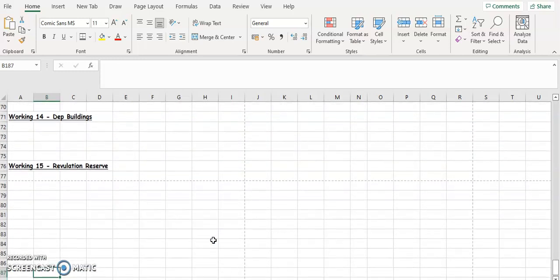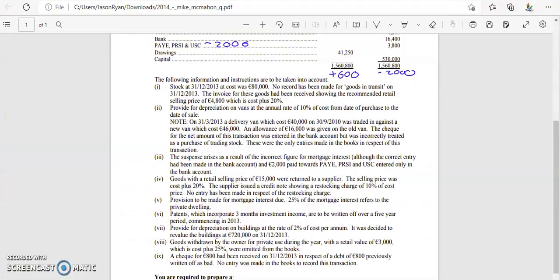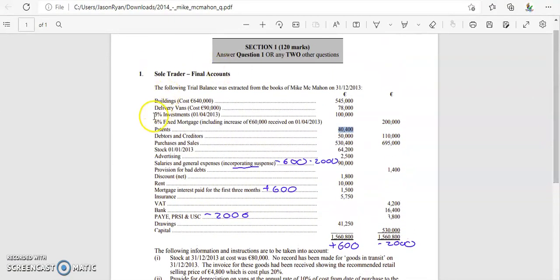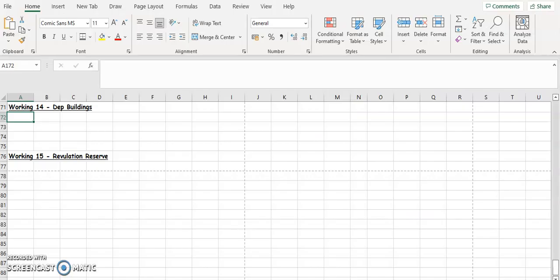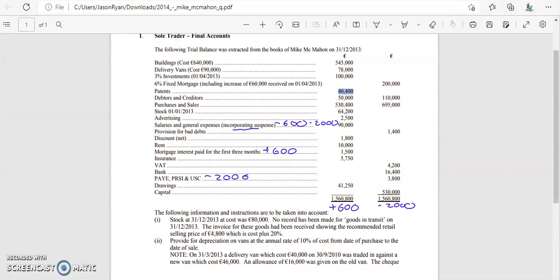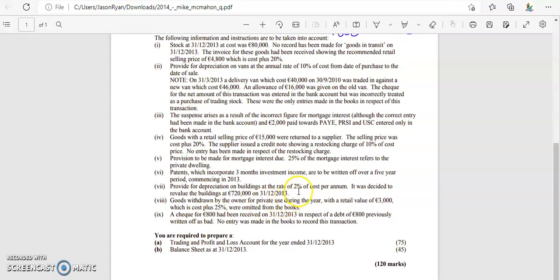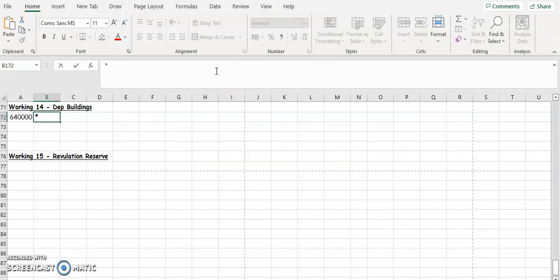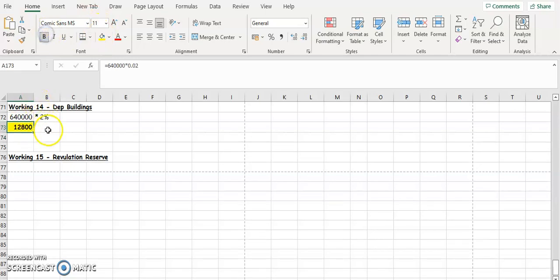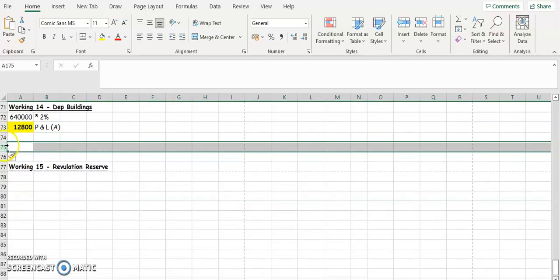So the first work you're going to do is the depreciation of buildings. So we're going to have a look and see how much our buildings are at cost. A building costs us 640,000. So it's going to be 640,000, and we're multiplying that then by the rate of depreciation, which is from the question itself. So the rate of depreciation is 2%. So we can multiply that then by 2%. And that's going to give us our depreciation for this year that goes in the profit and loss account. So 12,800, that's the figure that goes into your profit and loss account and will go into your administration side of the expenses.